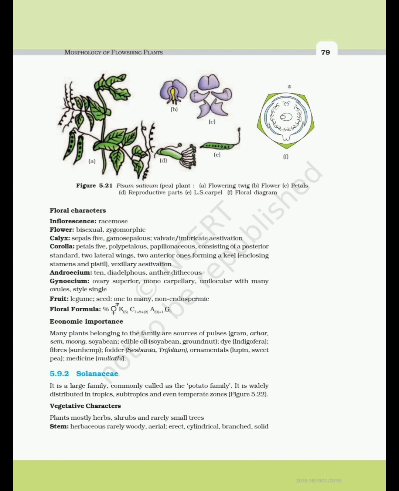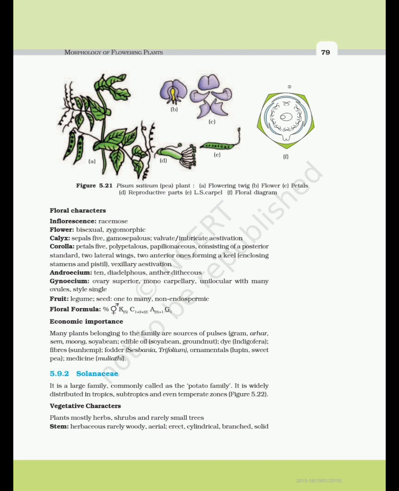Floral characters: inflorescence racemose; flower bisexual, zygomorphic. Calyx: sepals 5, gamosepalous, valvate or imbricate aestivation. Corolla: petals 5, polypetalous, papilionaceous, consisting of a posterior standard, 2 lateral wings, 2 anterior ones forming a keel enclosing stamens and pistil; vexillary aestivation. Androecium: 10, diadelphous, anthers dithecous. Gynoecium: ovary superior, monocarpellary, unilocular with many ovules. Style single. Fruit a legume; seed one to many, non-endospermic.